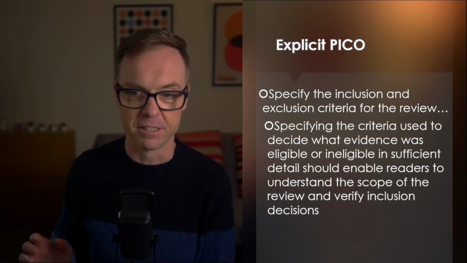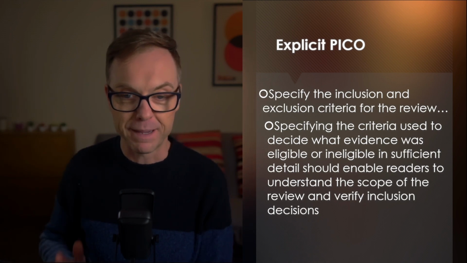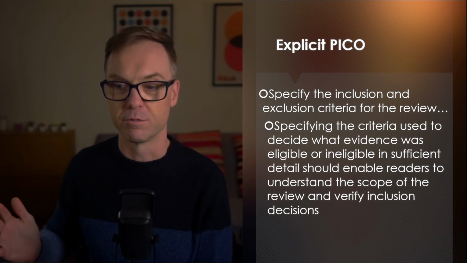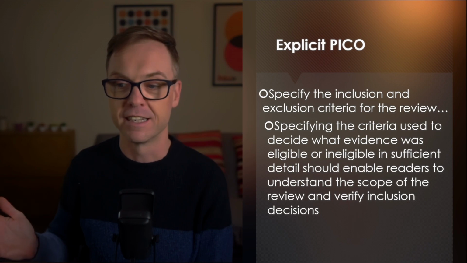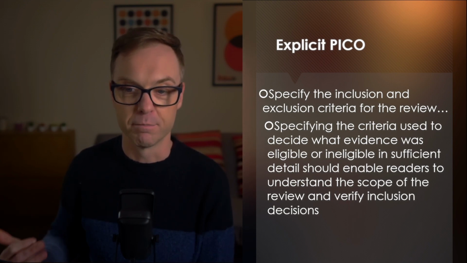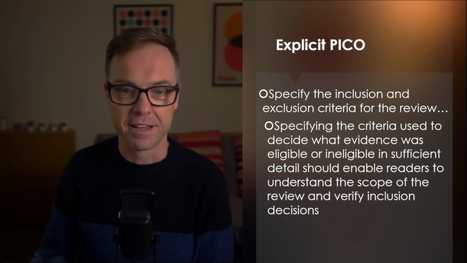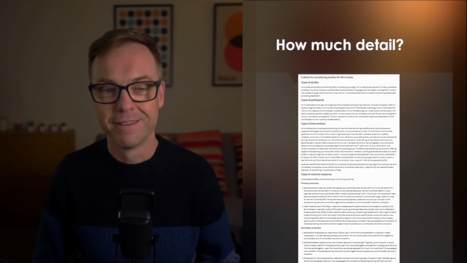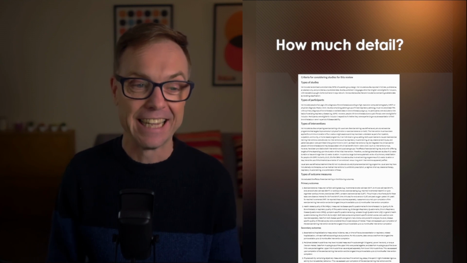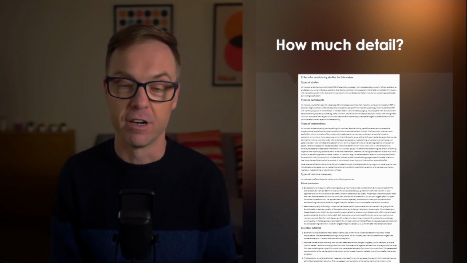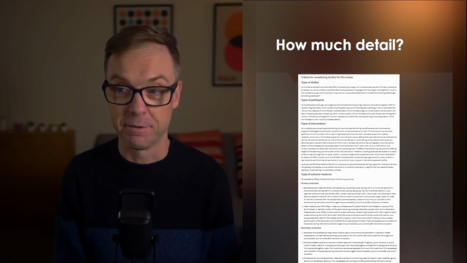So the essential elements are that we specify all study characteristics used to decide whether the study was eligible for inclusion in the review. That is, components described in the PICO frameworks. How detailed might that be? Well, here's the description from the exercise for training for bronchiectasis review that I keep mentioning.